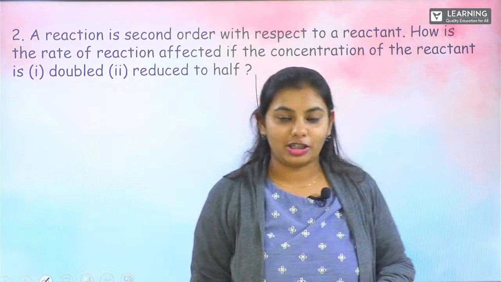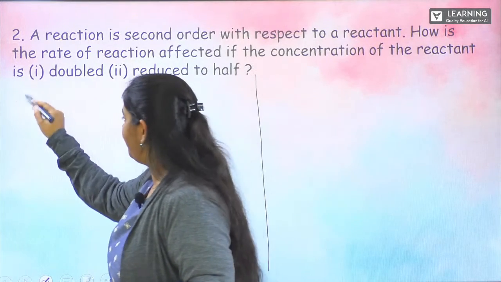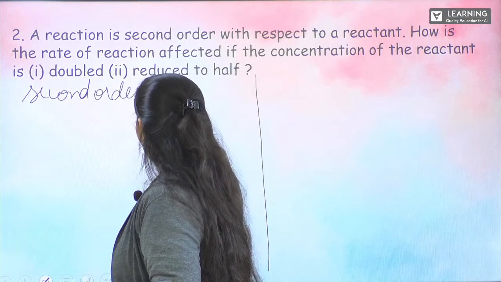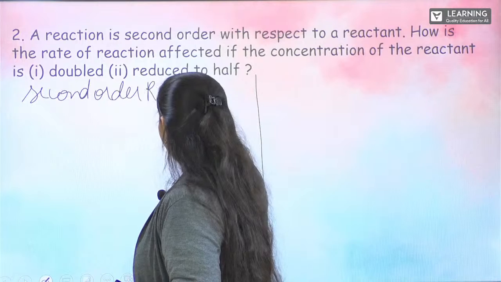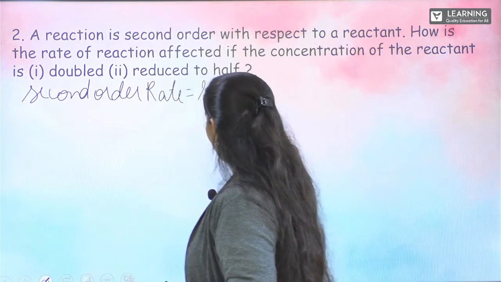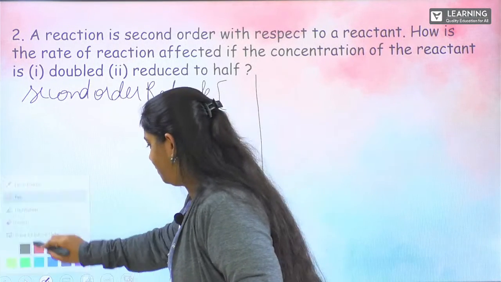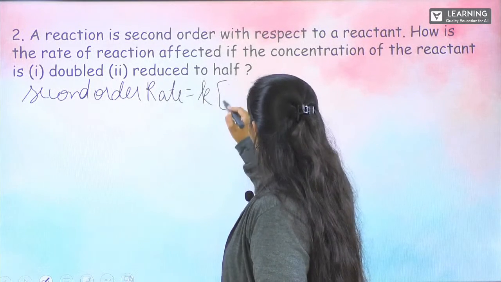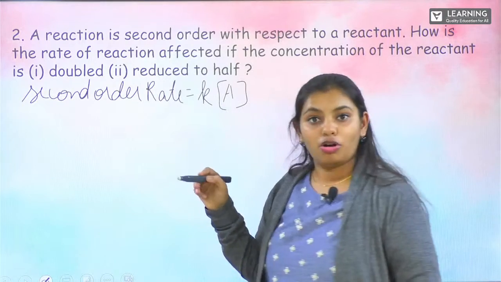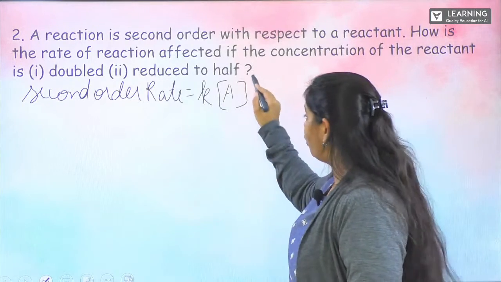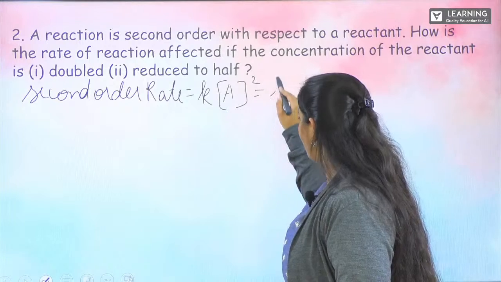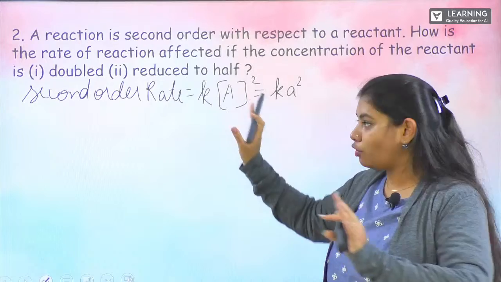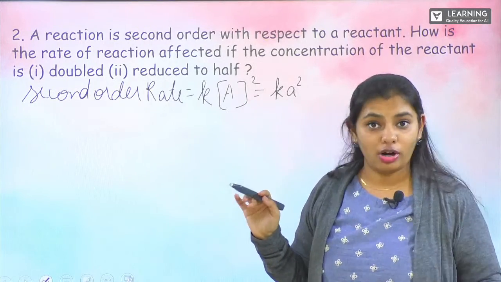It is a second order reaction, right? So for second order, we'll write the rate is equal to K times the concentration of A to the power of 2, which is going to be equal to K A square. Simple as that. This is how the rate of the reaction is going to be for a second order reaction.